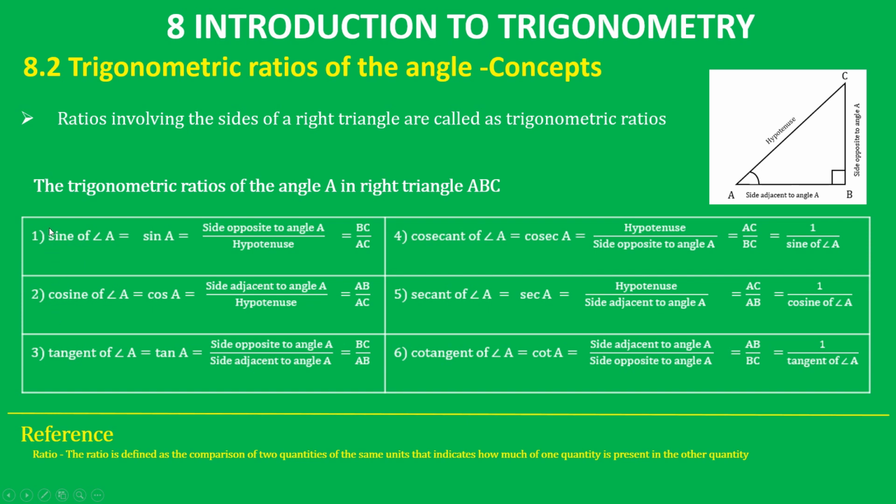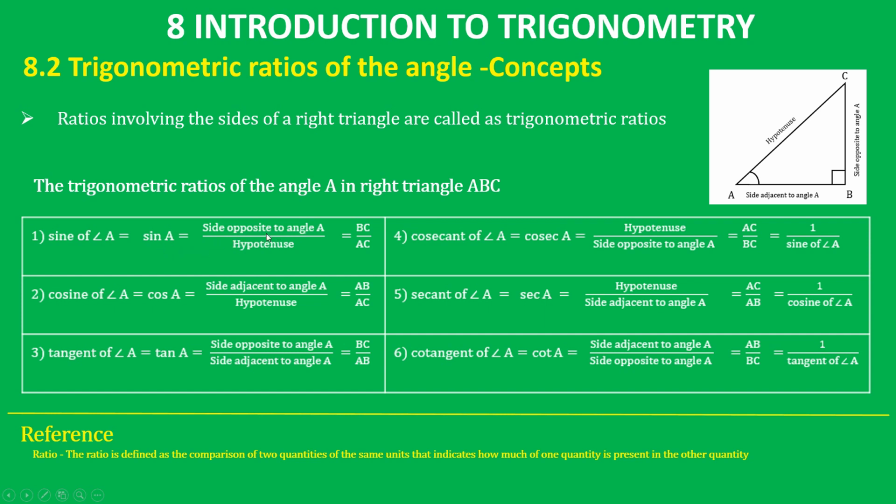Now, there are only 6 trigonometric ratios. These trigonometric ratios were developed by mathematicians. What they said was, sine of angle A, or we'll start like this.